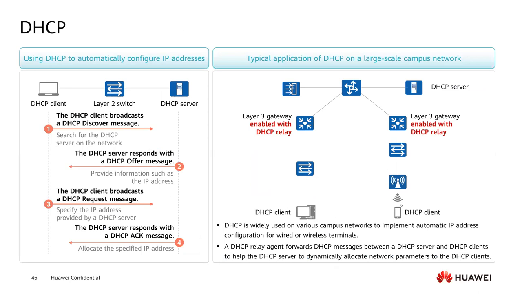Next one is some application technologies like DHCP, which dynamically configures and uniformly manages IP addresses of hosts. It can provide IP addresses for those DHCP clients. And in a large scale campus network, the DHCP server and the client may not be in the same layer two network, so we need a DHCP relay device to relay the DHCP packets from the client to the server.